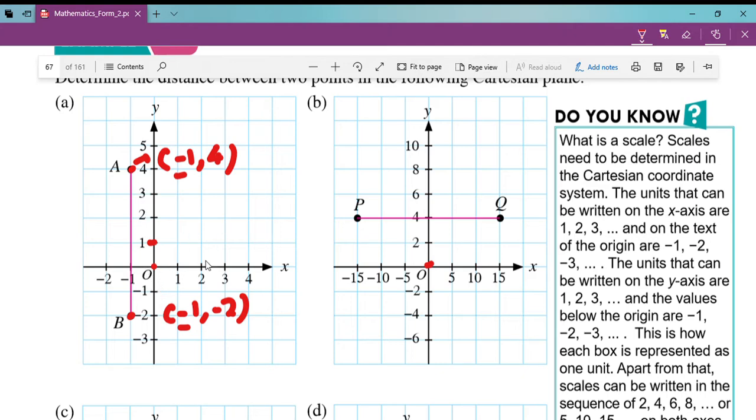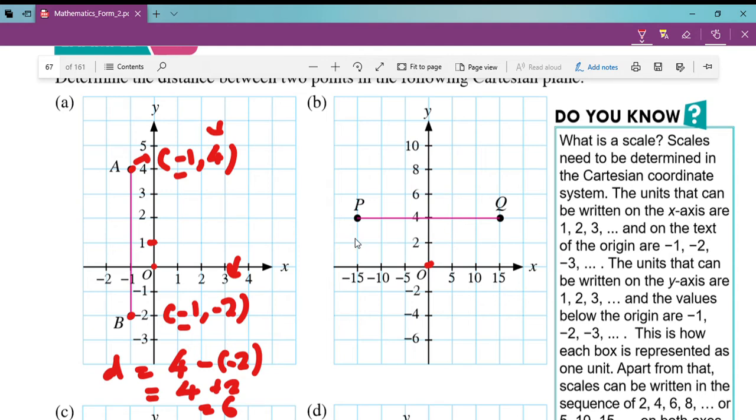So what you're going to do is compare the value of y, because this one moves vertically. To calculate the distance, always remember, big value minus small value. In this case, 4 is larger than negative 2, so large value minus the smaller value. Remember, negative minus negative will become plus, so it's 4 plus 2. Okay, so you got 6 here.